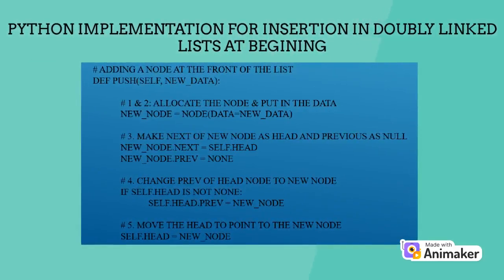We have to define a function push which contains an argument new_data. Then we assign new_node equals Node(data=new_data), which is for assigning the node and inserting the data. Then we assign new_node.next equals self.head and new_node.prev equals None. These make the next of the new node the head and the previous null. Then we have to change the previous of the head node to the new node, for that execute the fourth step. At last, we have to move the head to point to the new node and execute step 5.